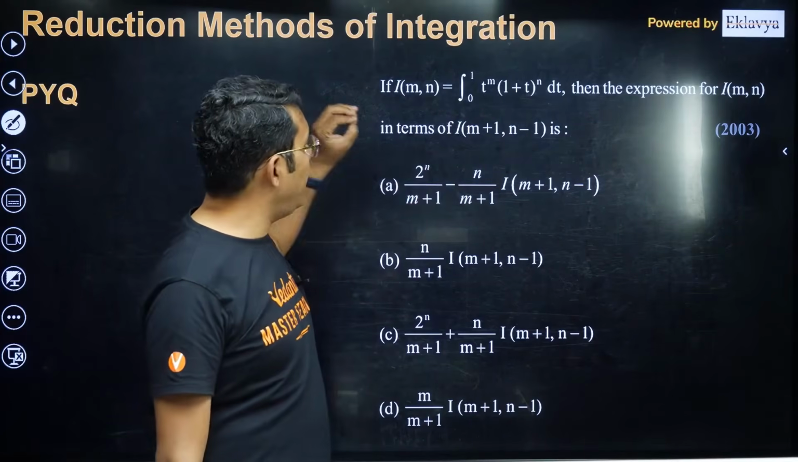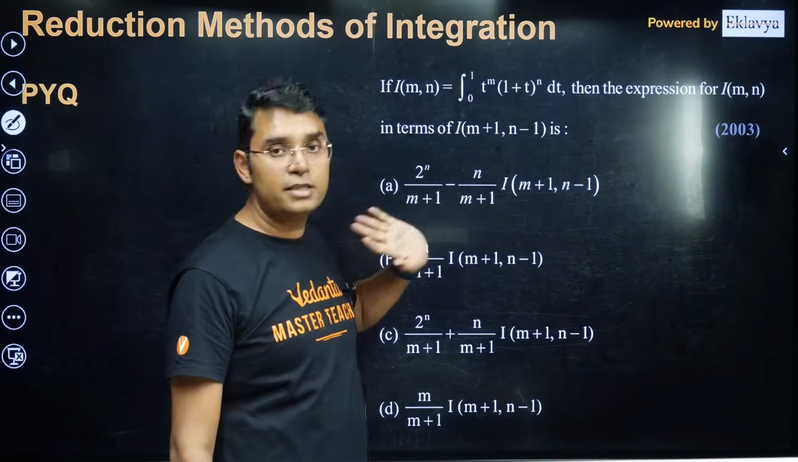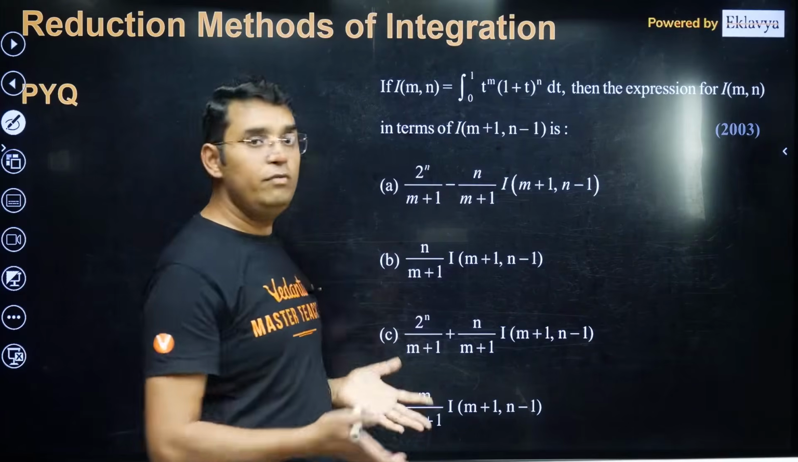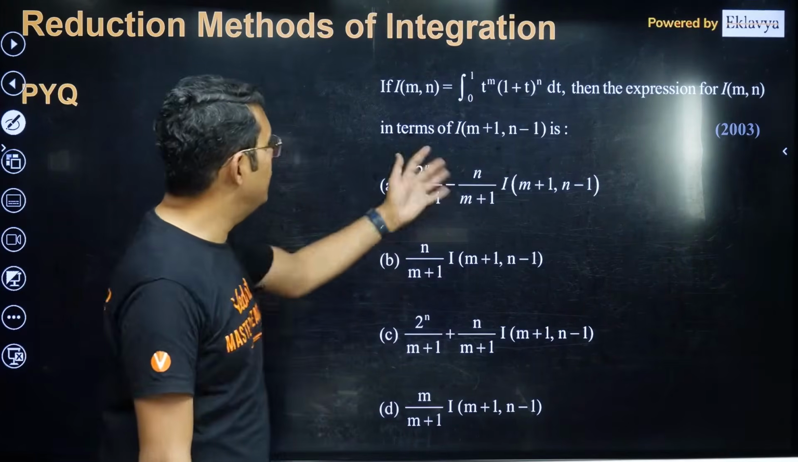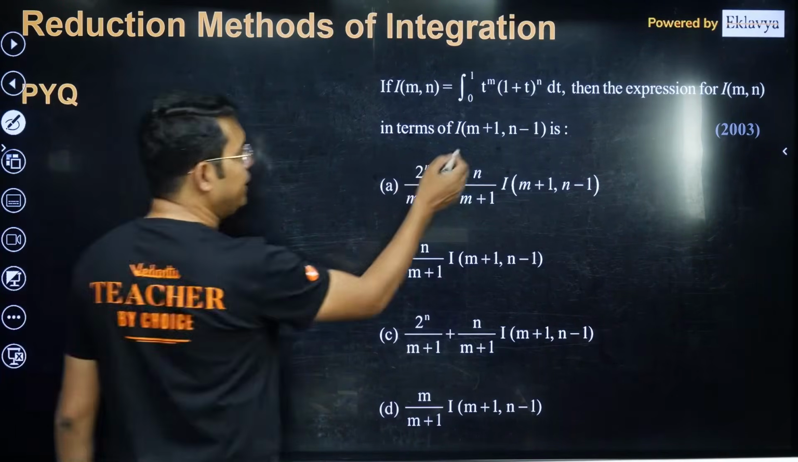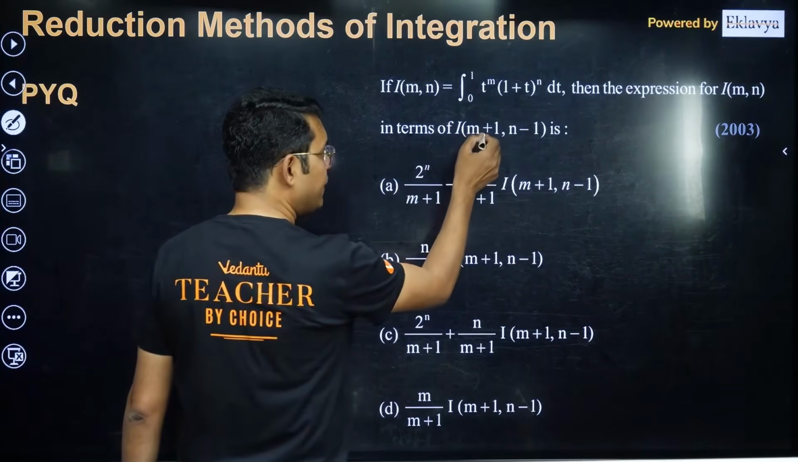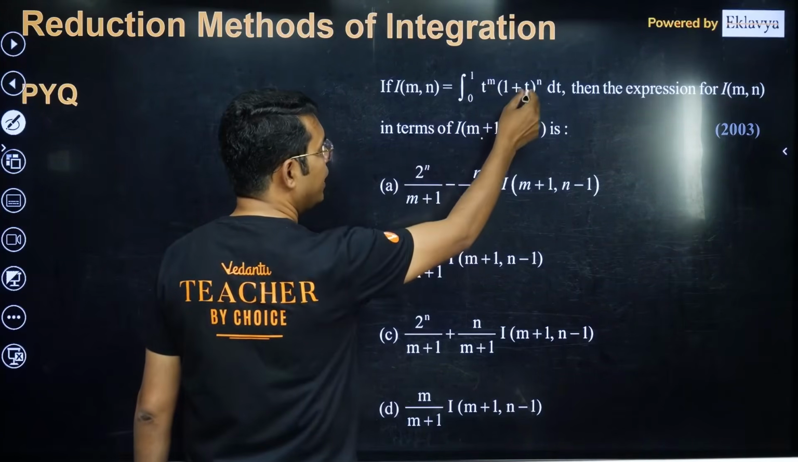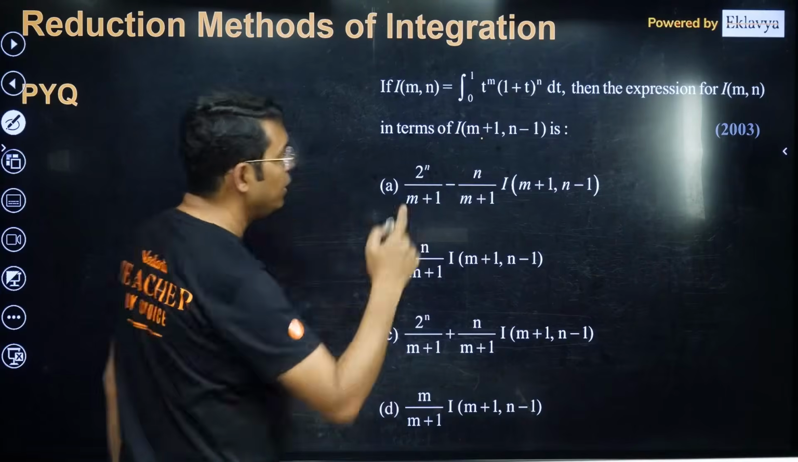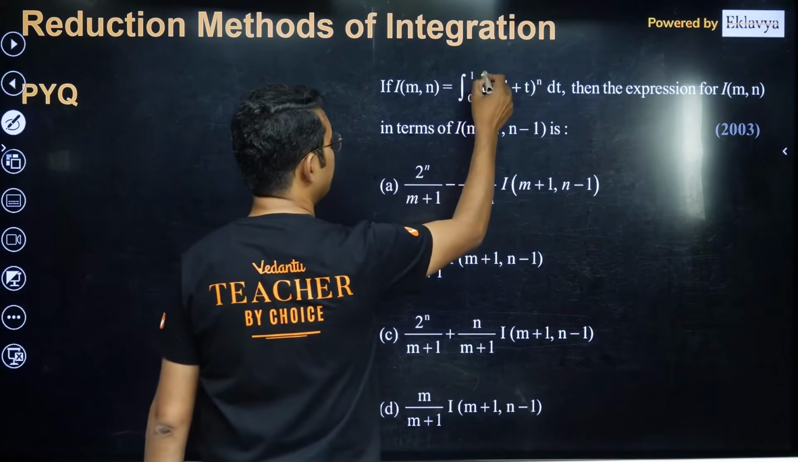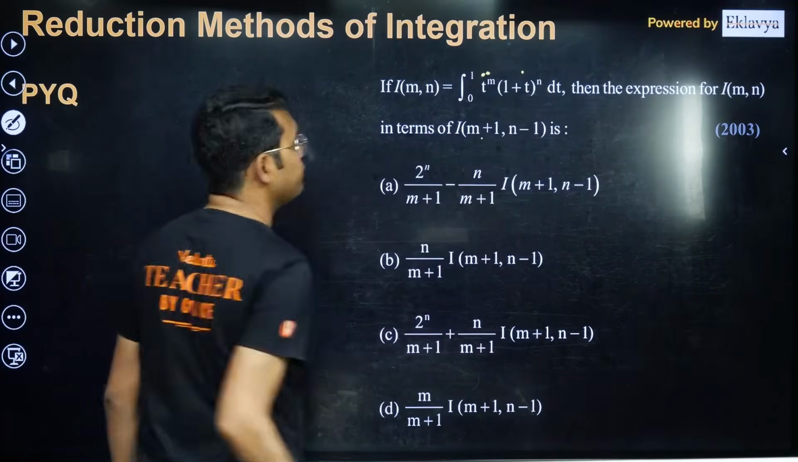Now we have to find I m plus n comma n minus 1. I think something similar to this we have done in this session itself. So how we will be doing it? We have to increase m to m plus 1, and I have to decrease the power n. So I will be taking this as a second function, and this as a first function.